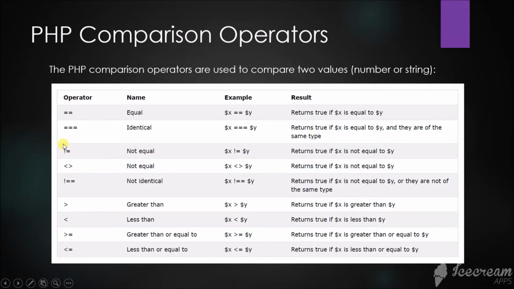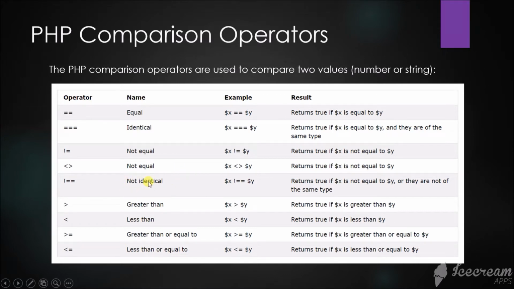Then we have here the not equal operator. These are just the same for both operators, but we can use this one or this one. For the not equal operator, it will just check if both values of x and y are not equal. If they are not equal, therefore, the return value will be true.